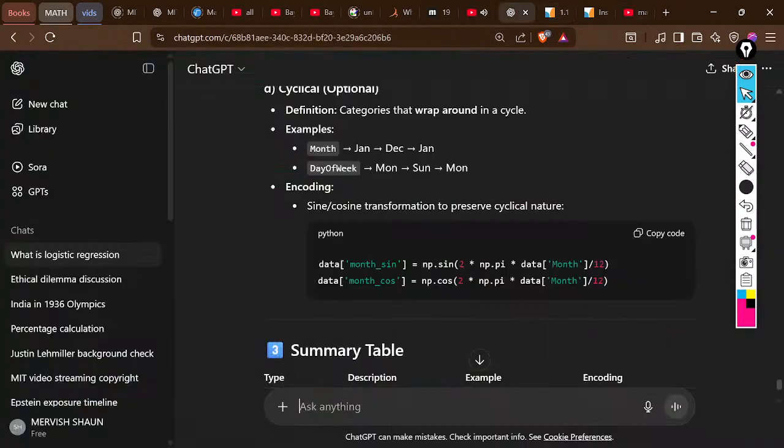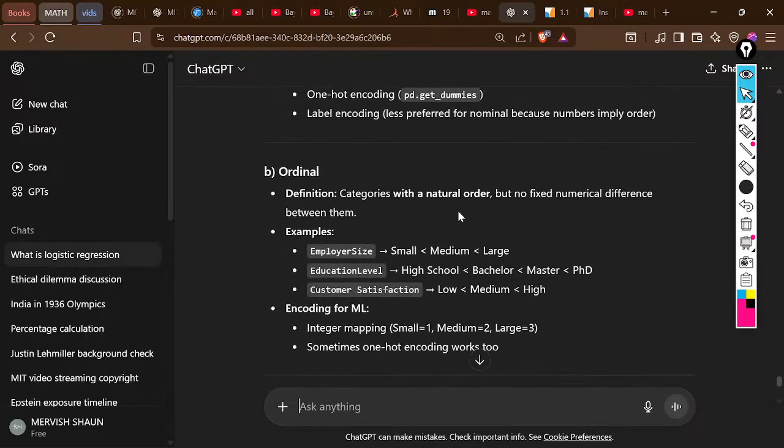So that will be ordinal because it goes from low to high.